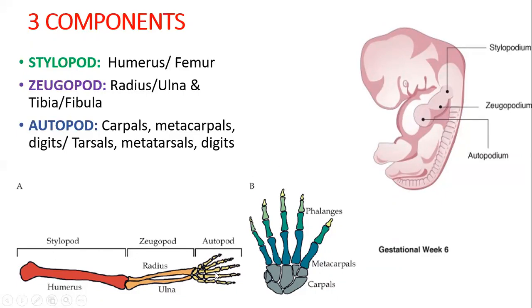So this is the developing upper limb: stylopod, zeugopod, and autopod. Stylopod is the most proximal portion. It is going to differentiate into humerus in the upper limb. Zeugopod is going to differentiate into radius and ulna in the upper limb, while autopod is going to differentiate into carpals, metacarpals, and the digits.